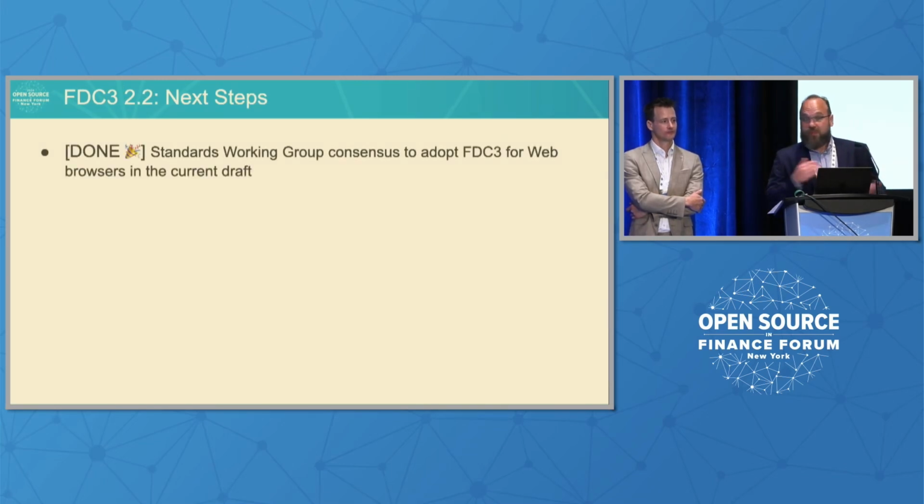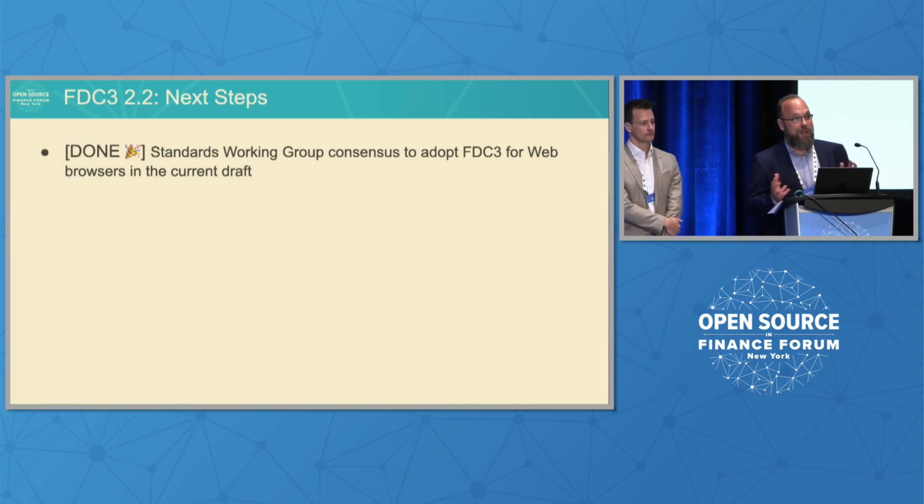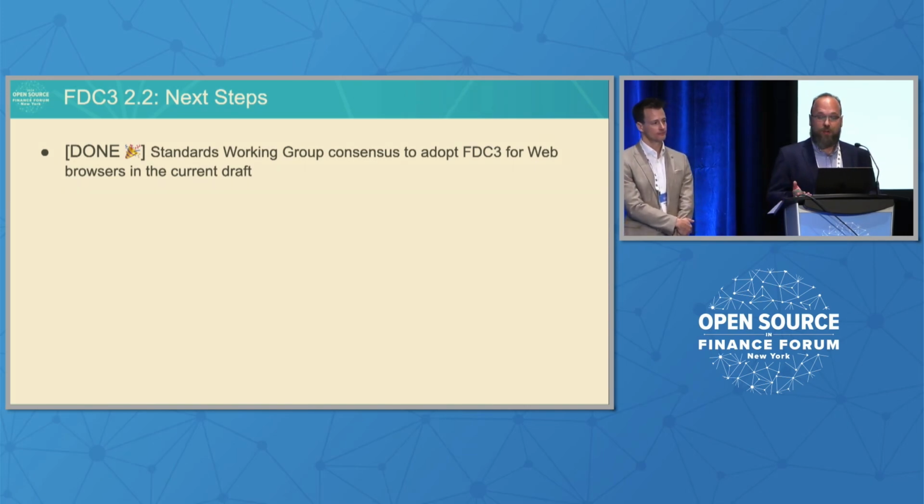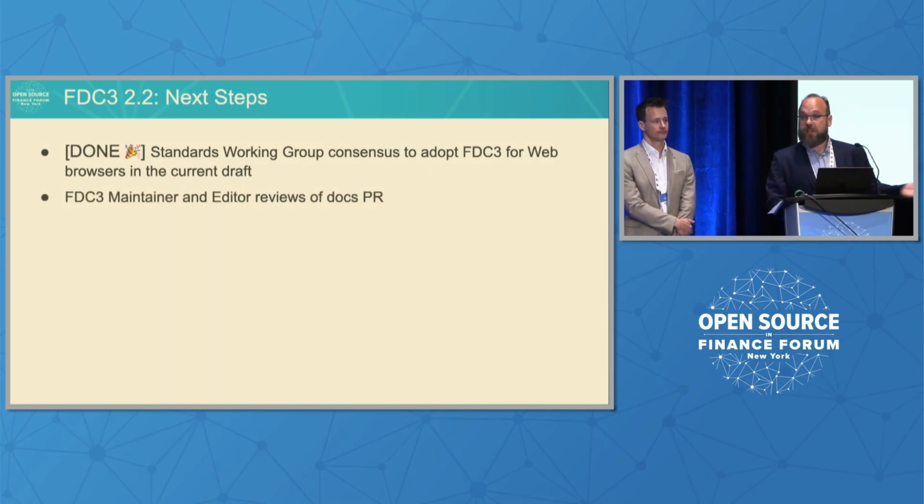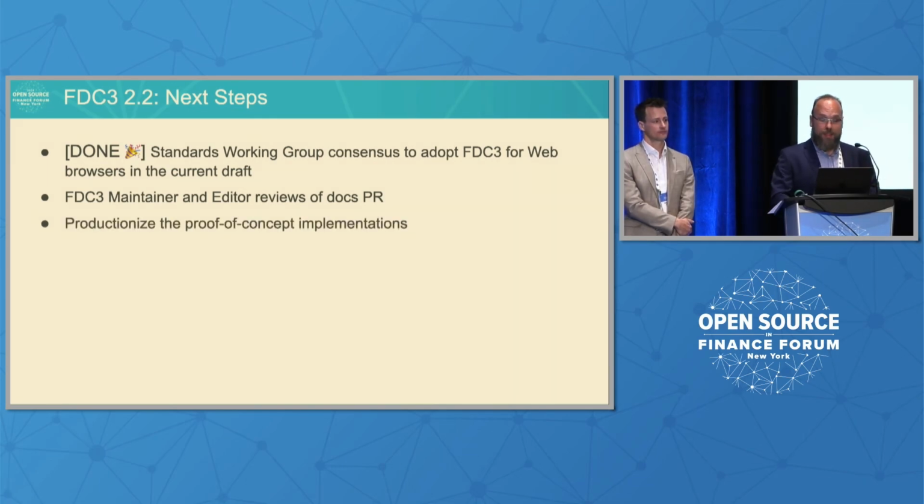So next steps for getting this done. The first, and one of the most important, we managed to complete at Thursday's Standards Working Group meeting, where we got consensus that we should adopt FDC3 for the web into the current draft of 2.2. The next step is to close out the editor and maintainer reviews, which might even close tonight if we're lucky. That allows us to then merge it into the site and put it up there.